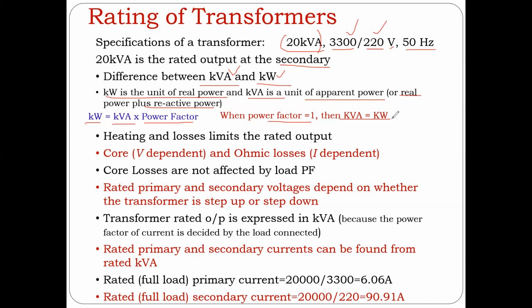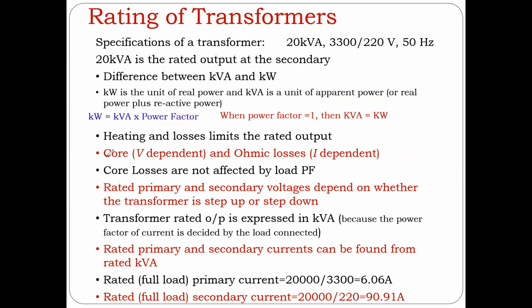Now, the rated output is limited because of heating losses and other core losses. If you talk about the losses in a transformer, you have two kinds of losses. One is the core loss, or we also call it iron loss. And the ohmic loss we normally term as copper loss. So you have iron loss and copper loss, or core losses and ohmic losses.